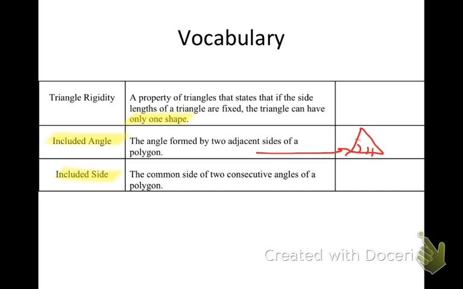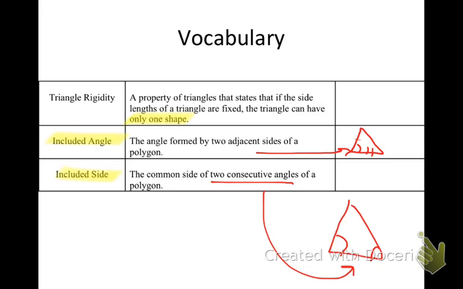Next one I have is included side. It's the common side of two consecutive angles of a polygon. So again, let's say I have a triangle. Let's say I know these two angles here. My included side would now be the side that's in between the two angles. Does everybody see how that is?